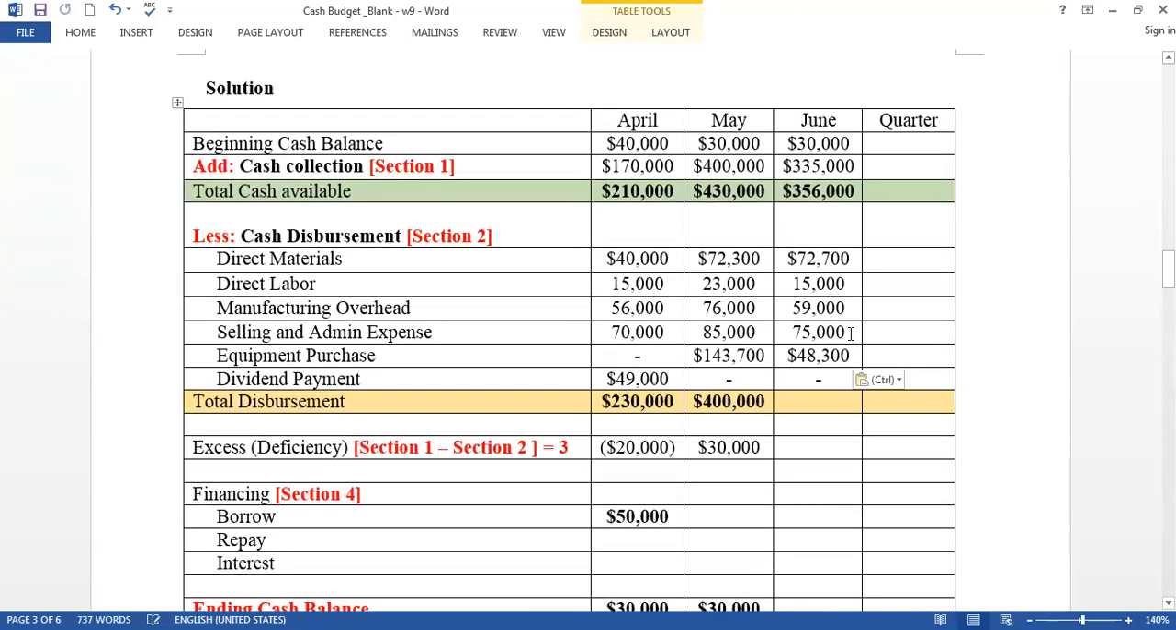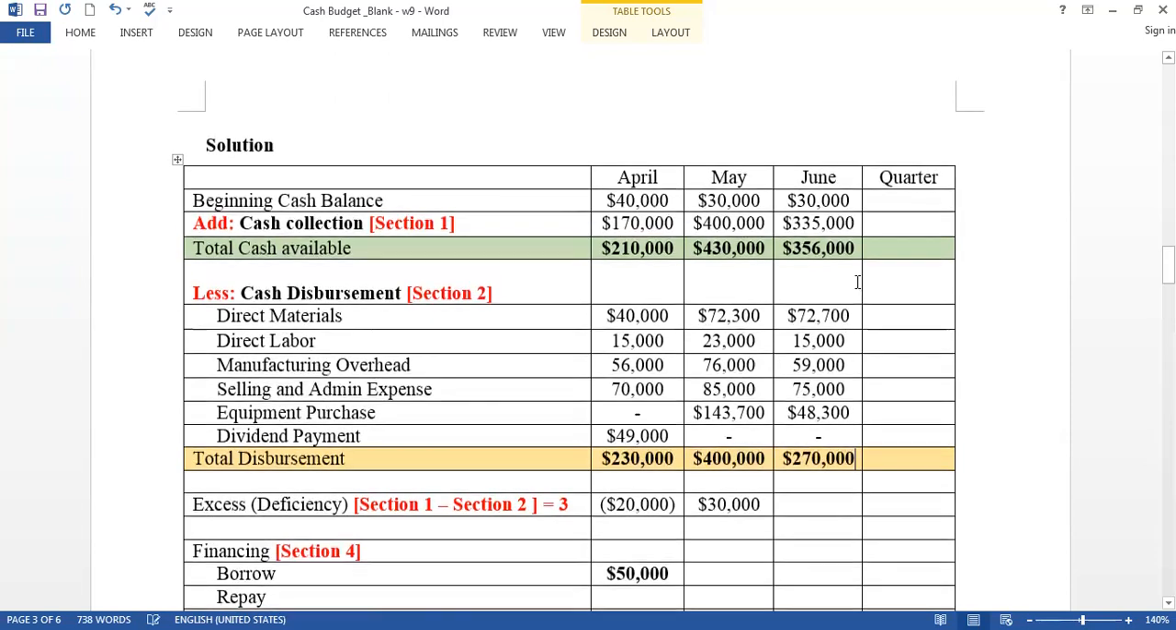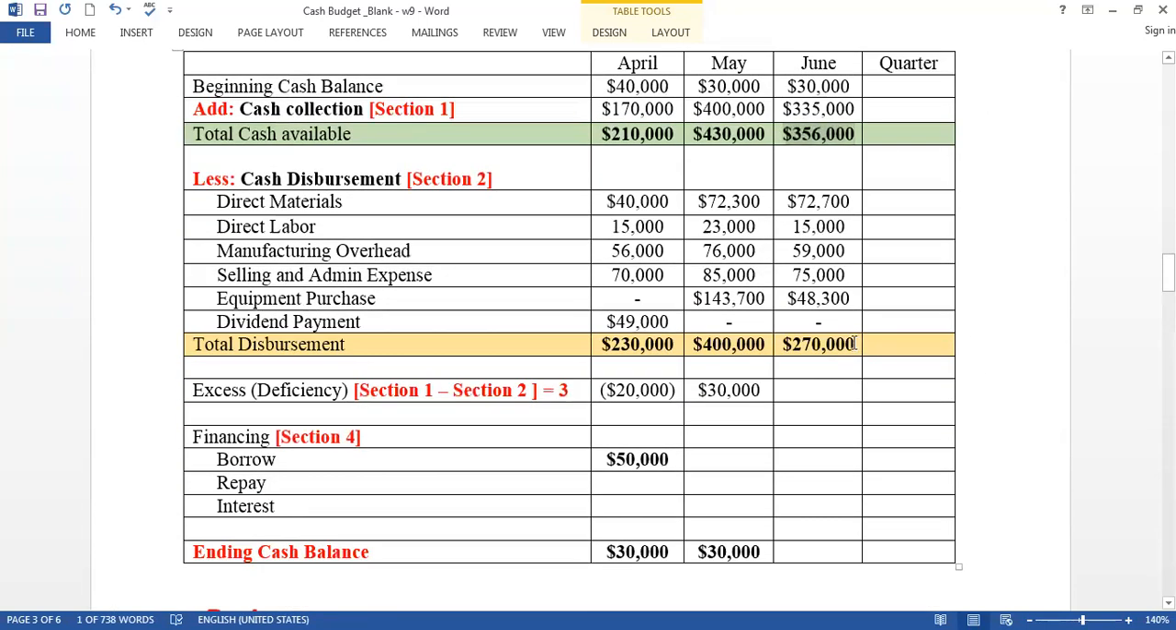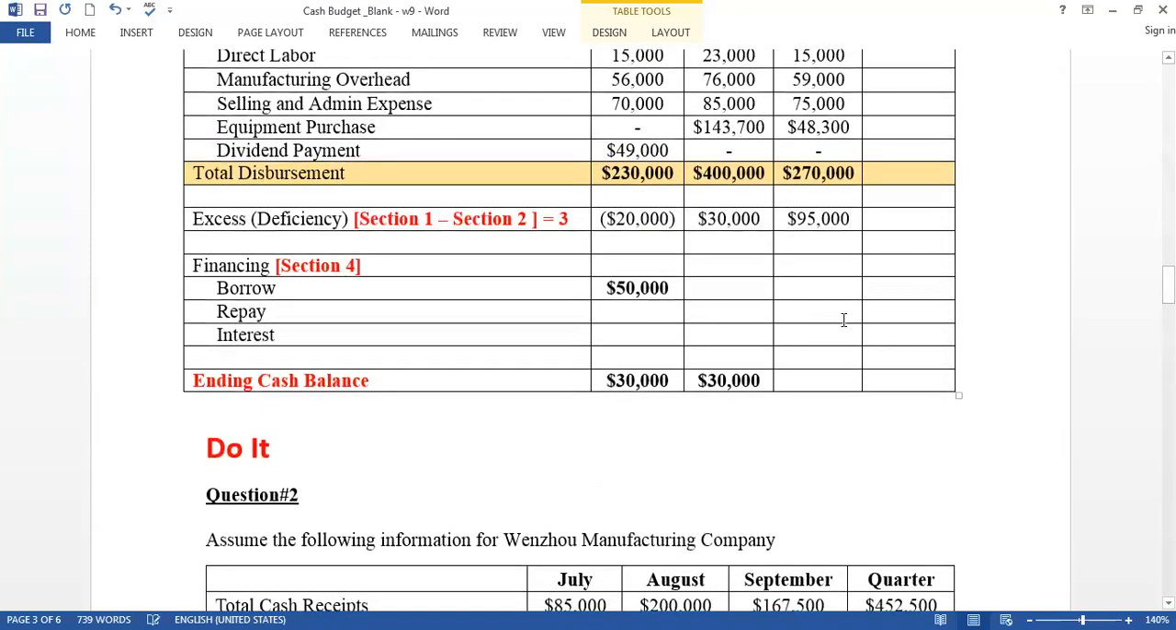Now, what is the total payment for the month of June? It is $270,000. So your expected cash collection is $356,000. Your expected cash payment is $270,000. Very small amount. So you have good news. What is the good news? The good news is that you may have $95,000 available cash, right? $95,000 free, because you already paid everything.